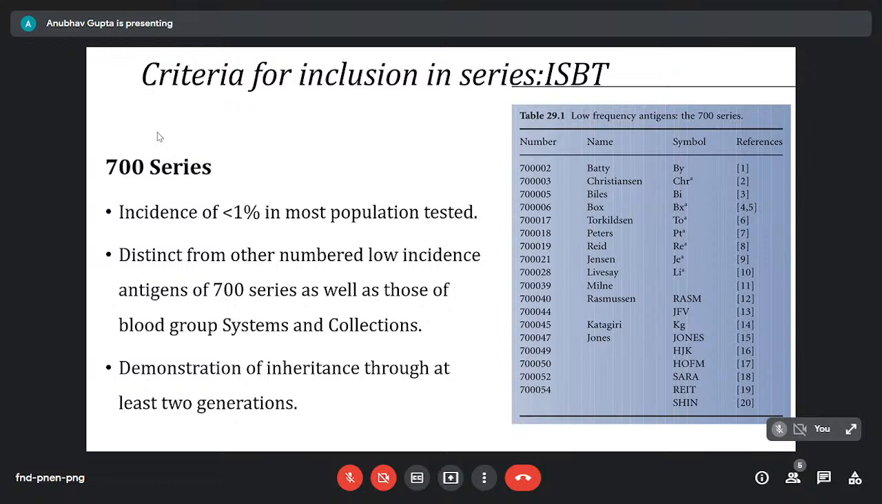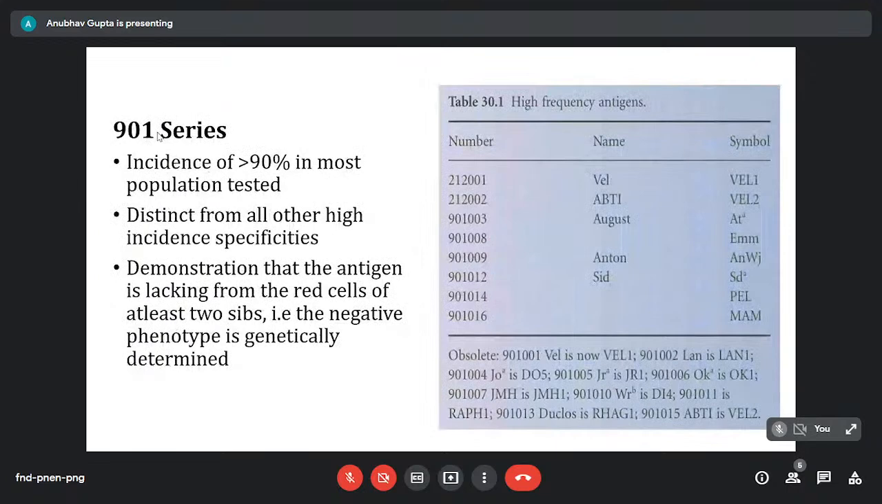Examples are Batty, Christiansen, Biles, Box, and many more. What is the 901 series? The 901 series are the antigens labeled as high frequency antigens. Examples are Vel, Sid, and the Augustine blood group series, sorry, series, not system. The antigens we put in the 901 series, or high frequency antigens, should have an incidence of greater than 90% in that population, and the antigen should be lacking from the red cells of at least two siblings. That is, you should have a negative phenotype in a genetically determined population.